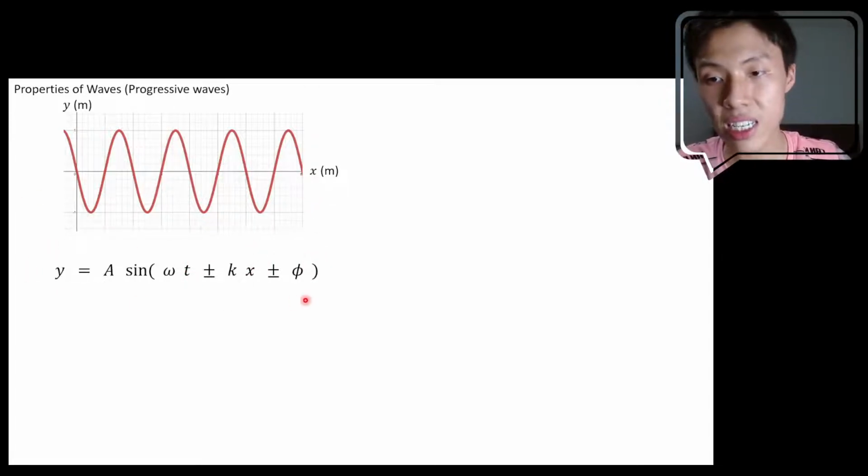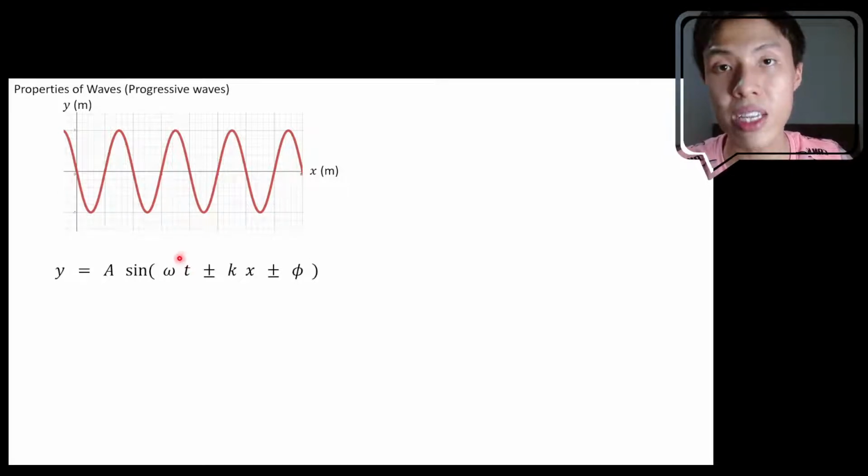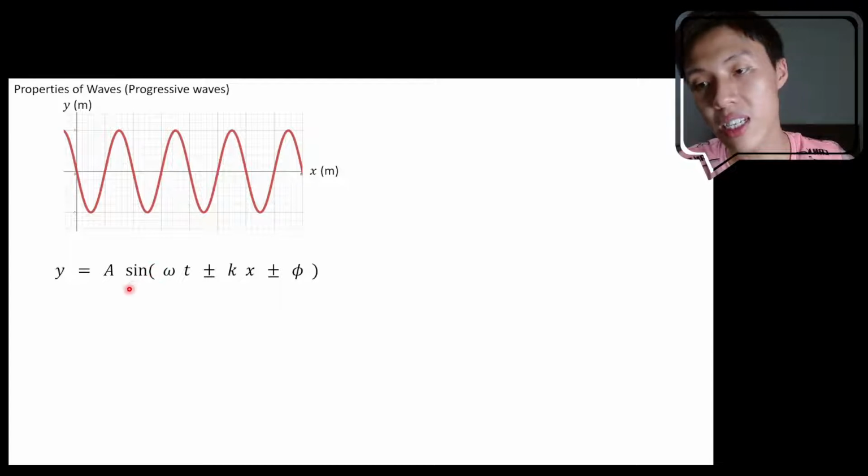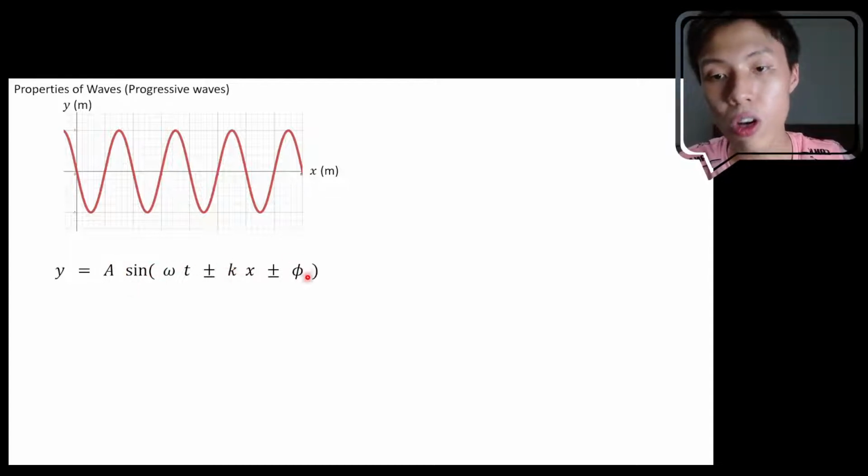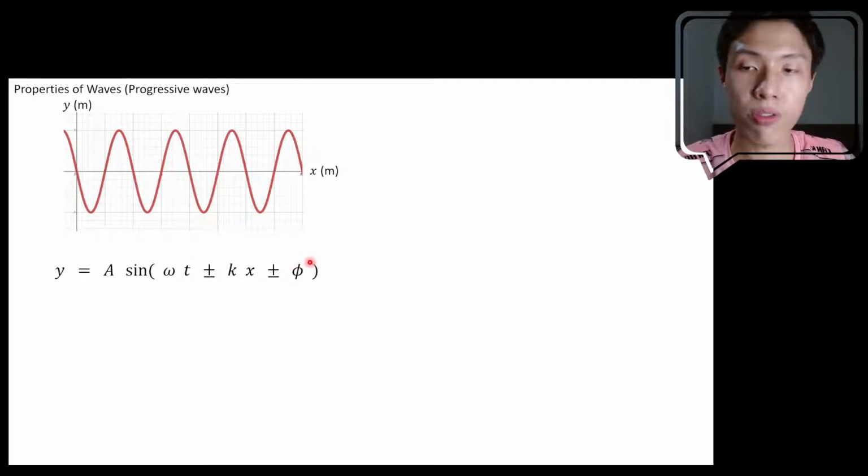So this is the equation that we can use to describe what the displacement looks like at different positions of the wave at different moments in time. Okay, so there are a few parameters in this equation over here. You can see 1, 2, 3, 4. So let's go through each one of the parameters to see what they control.